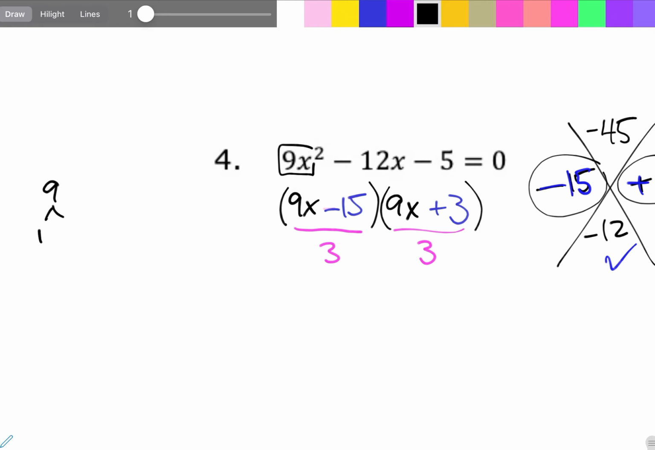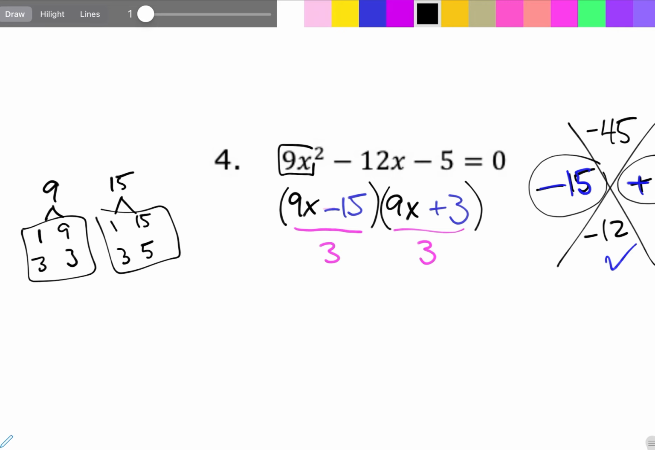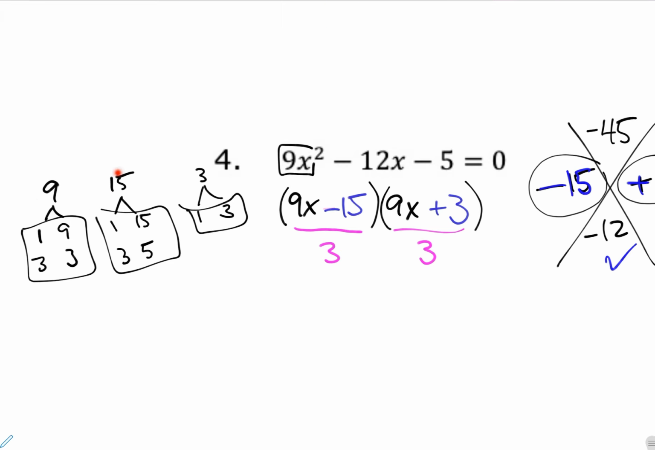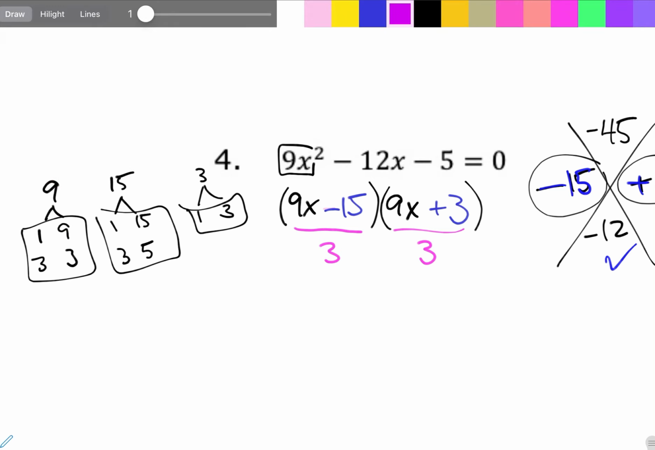9 is 1 and 9, 3 times 3. 15 is 1 and 15, 3 and 5. And oh yeah, we had 3 in there as well. 1 and 3, that's it. If we compare our GCF for 9 and 15, the biggest number that they have in common is 3. That's why we got it right here.